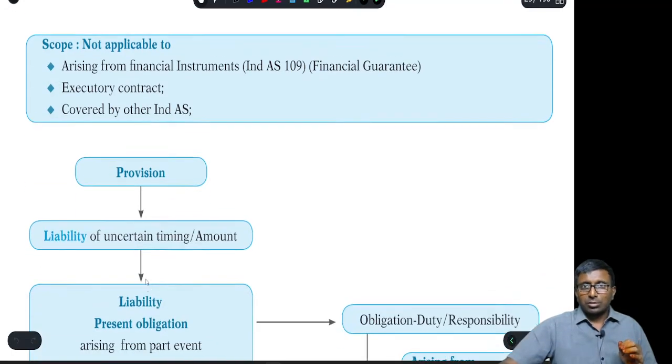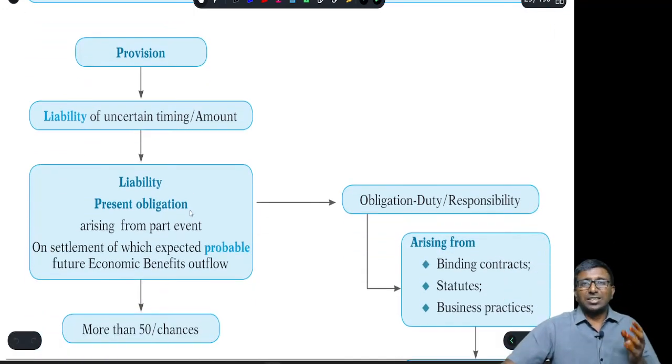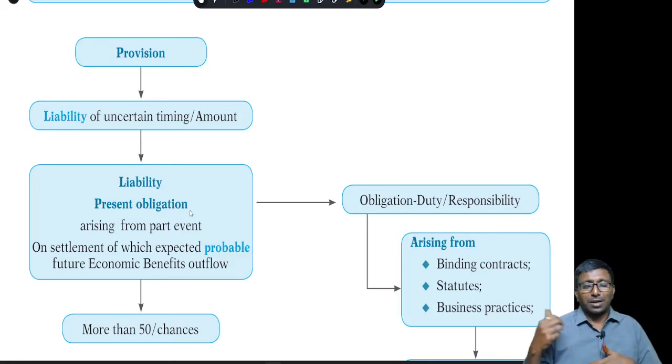What is a provision? Provision is a liability of uncertain amount and or timing. What is a liability? Liability is a present obligation arising from the past events, on settlement of which expected future economic benefits outflow. Present means which is existing or outstanding on the balance sheet date. Obligation, which is a duty or responsibility, right?